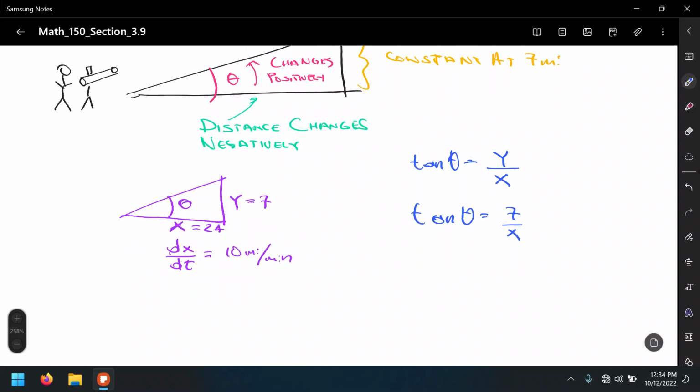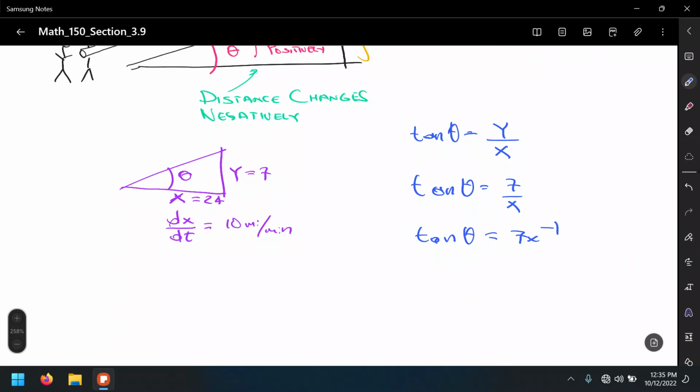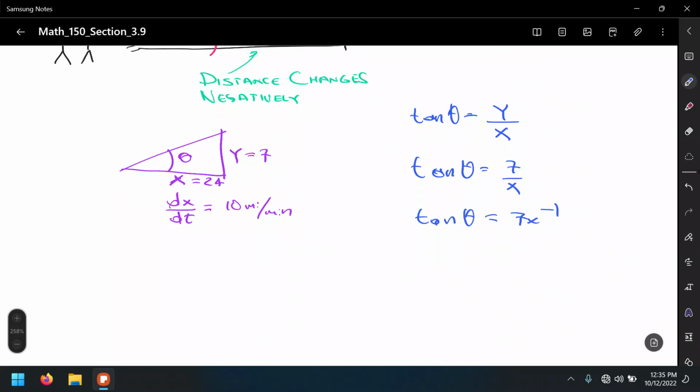All right, before we can differentiate this function, we will write this in a way that we can differentiate, because we cannot differentiate x while it's in the denominator. So let's write it up in the numerator, 7x to the negative 1. And let's differentiate both sides of this equation. So the derivative of tangent, what's the derivative of tangent again?